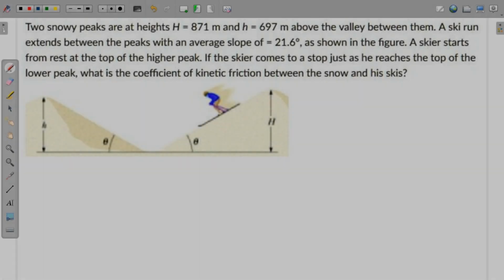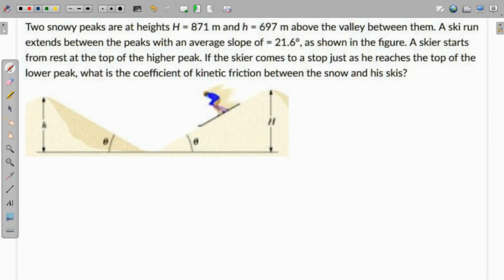Two snowy peaks are at heights of 871 meters and 697 meters above the valley between them, and a ski run extends between the peaks with an average slope of 21.6 degrees. A skier starts from rest at the top of the higher peak and comes to a stop at the lower peak, as in over here. So, what is the coefficient of kinetic friction between the snow and the skis? We've got to use the work energy theorem here.